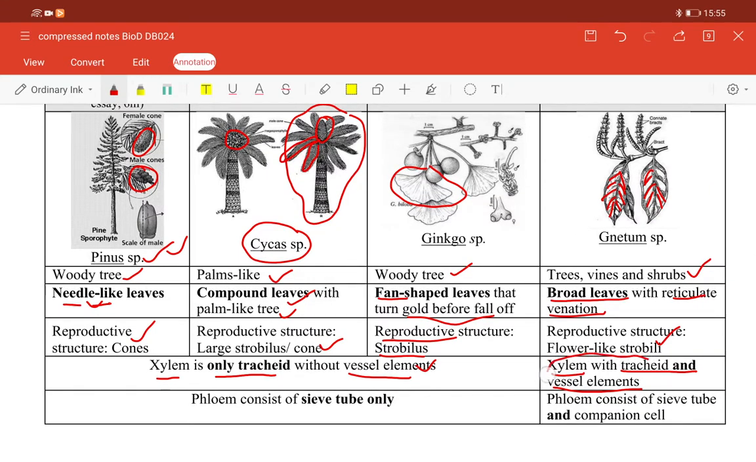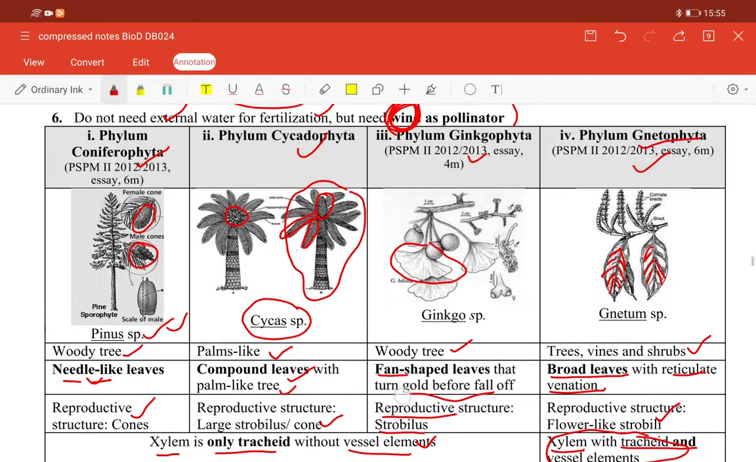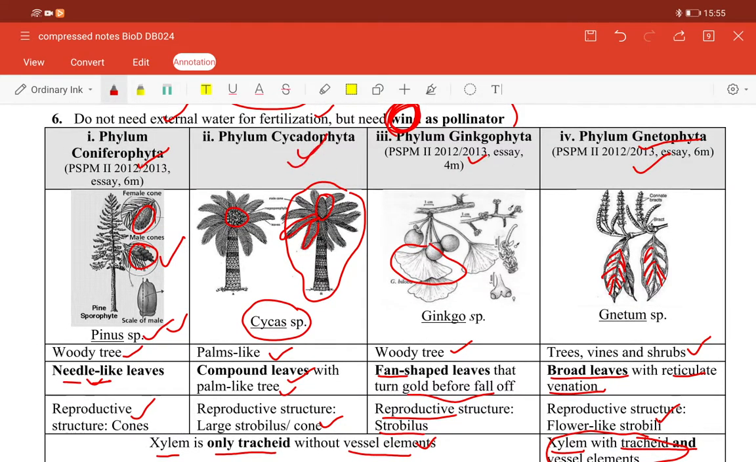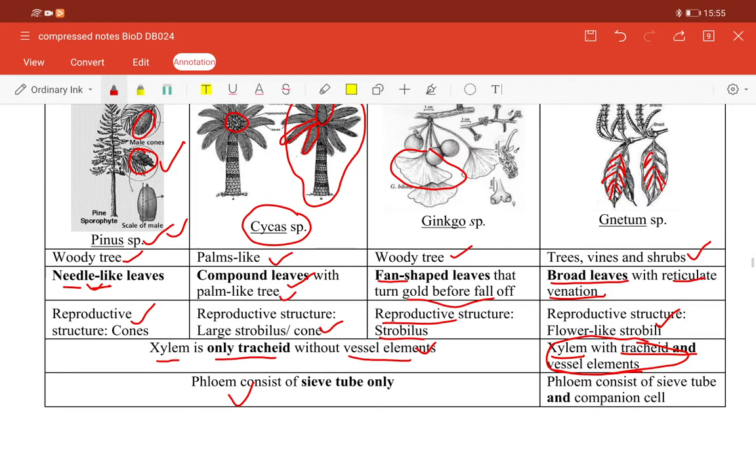Sebab dia dah ada vessel element ni. Okay, then it is more complex. And same goes with the phloem where untuk tiga phylum pertama ni, Coniferophyta, Cycadophyta dengan Ginkgophyta, dia punya phloem hanya terdiri daripada sieve tube. Macam yang tadi punya, Pteridophytes.